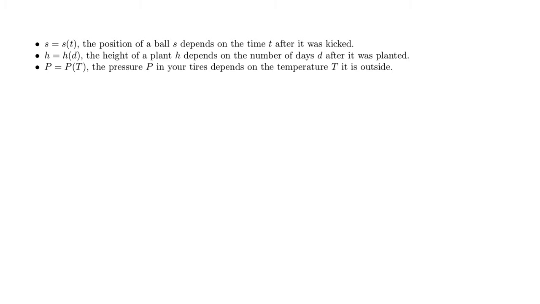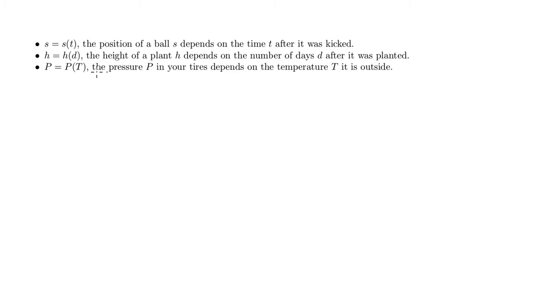So here are just a couple of examples, or actually specifically three examples, of different types of functions you may encounter. Let's identify what the independent and the dependent variables are. In the first example, the position of a ball, which is given by the dependent variable s, is a function of the independent variable t. So for each time after the ball is kicked, I plug in t as my input and I get my output, which is the position of the ball.